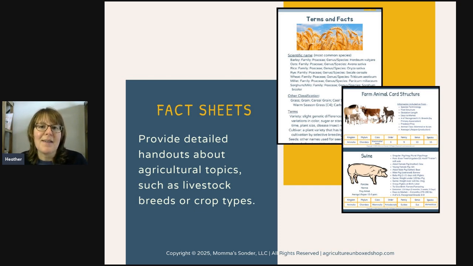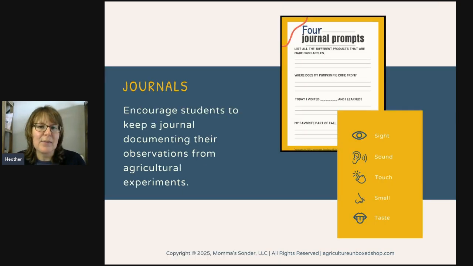So you can see here we have a terms and fact sheet there for grains. We have the farm animal taxonomy cards there that have all the different terms for swine there on the bottom, and then it has how the pigs are classified in the taxonomy system. So they like different things like this when they're learning. So fact sheets and things that they can see the written word and or creating their own fact sheets is an excellent way too.